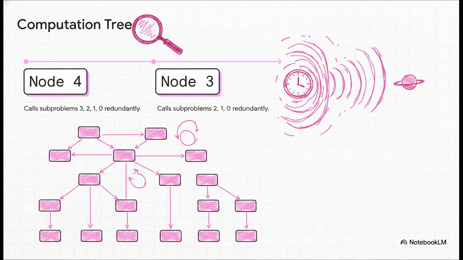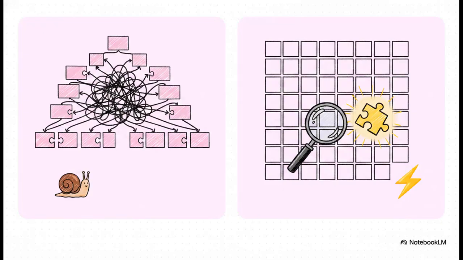This computation tree just explodes. Subproblems are being calculated completely redundantly. In fact, the total number of calls grows exponentially, specifically at a rate of 2 to the power of n. Now, for a 4-inch rod, sure, it's manageable. But for a 40-inch rod, your computer might literally be running until the end of the universe. So how do we actually fix all this overlapping work?